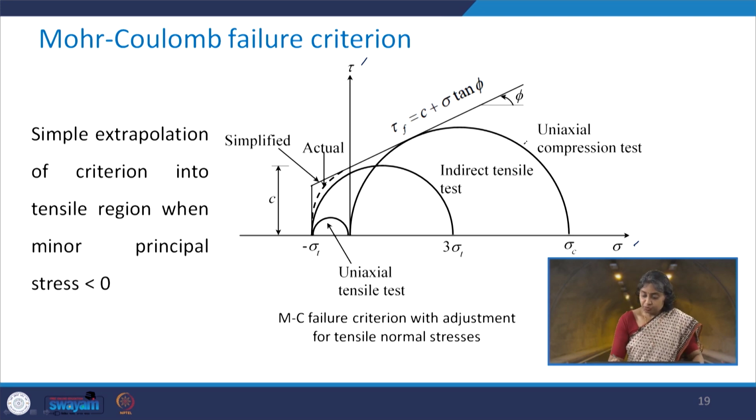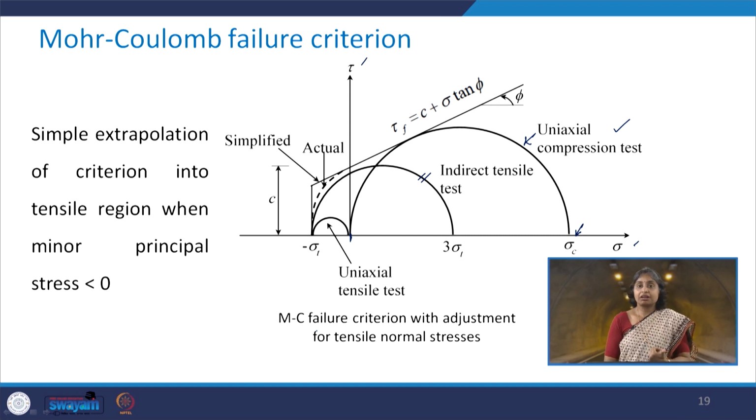One corresponds to the uniaxial compression test, and therefore you can see that its sigma 1 is equal to the UCS of the rock, and sigma 3, the minor principal stress, is equal to 0 because it is a uniaxial compression test. Then the second circle corresponds to the indirect tensile test, and we have discussed this.